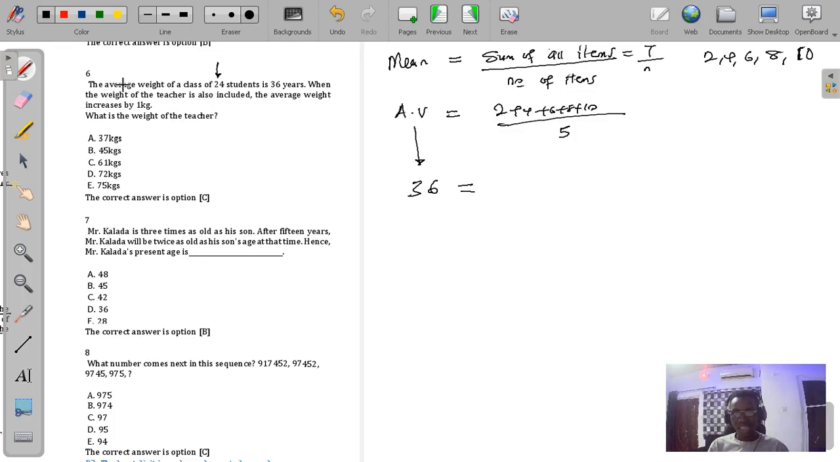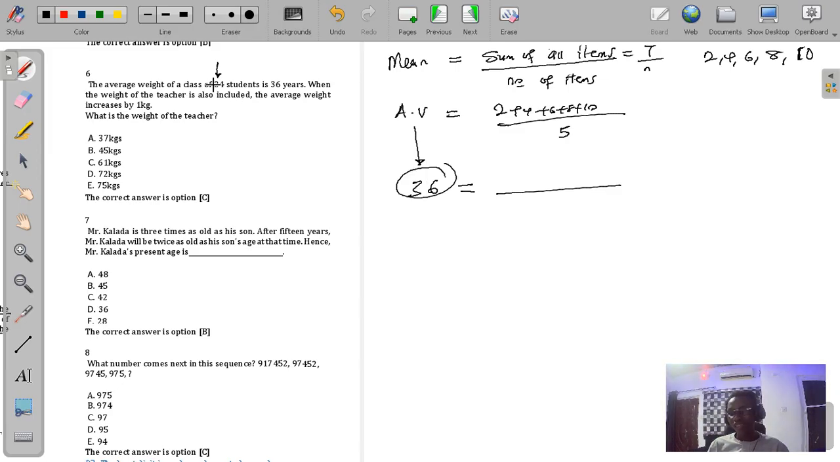The average weight of a class of 24 students. So the formula I'm using now is average. Average weight is equal to the sum of all the weights over the number of students. You understand that logic now? So that means average is 36 based on this question. The average weight of a class of 24 students is 36. Noted.